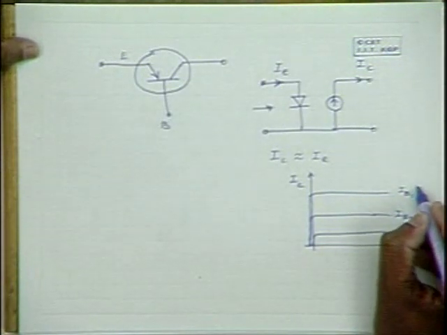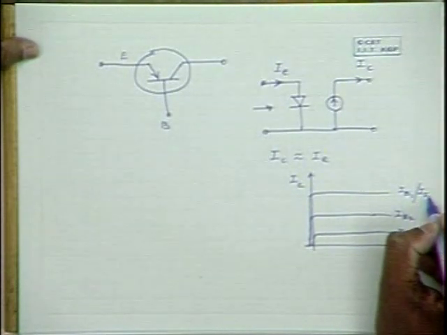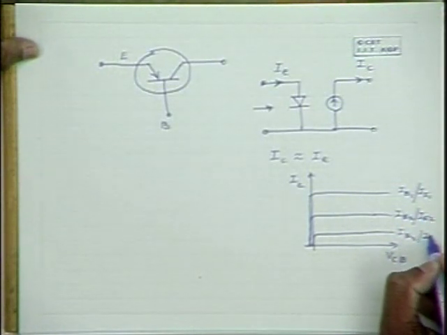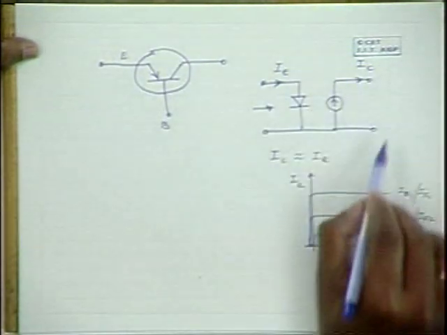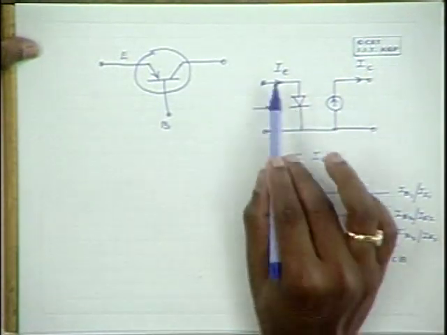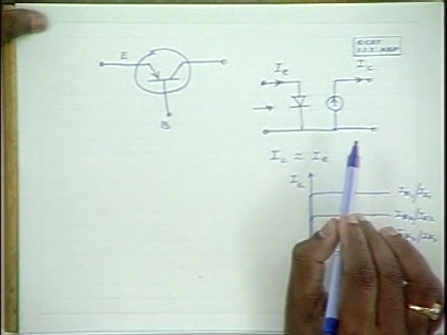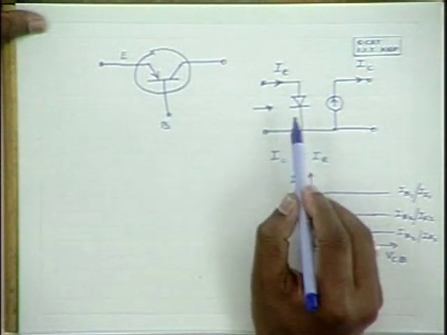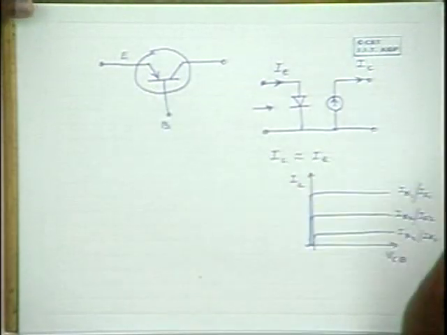And you can also express it in terms of IE. So the corresponding emitter current may be IE1, IE2, IE3, and so on. Therefore, on the output side, the transistor can be modeled as a current controlled current source. It is a current source whose value is controlled by the input current. And as far as the input is concerned, it is like a diode. So this is the model of a transistor.